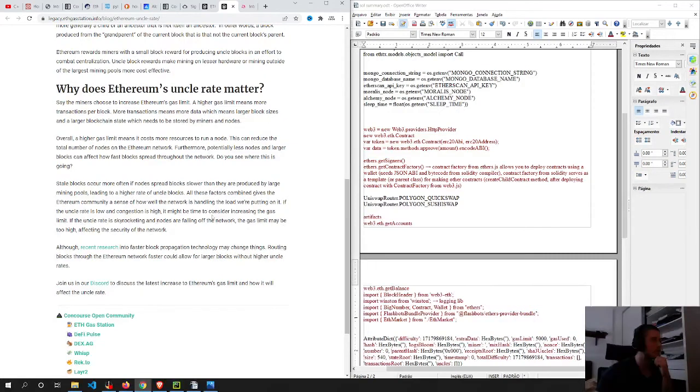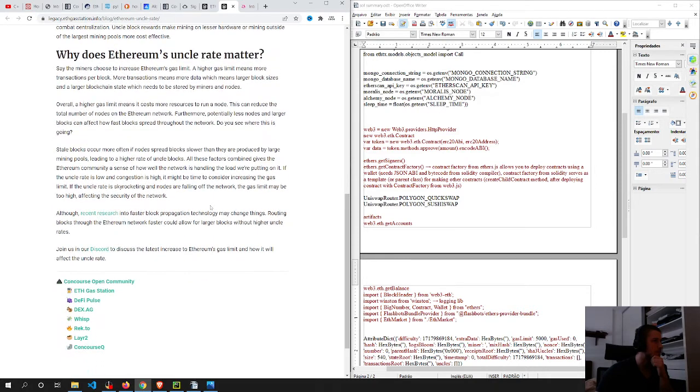Why does Ethereum's uncle rate matter? Say the miners choose to increase Ethereum's gas limit. A higher gas limit means more transactions per block. More transactions means more data, which means larger block sizes and a larger blockchain state, which needs to be stored by miners and nodes. Overall, a higher gas limit means it costs more resources to run a node. This can reduce the total number of nodes on the Ethereum network.